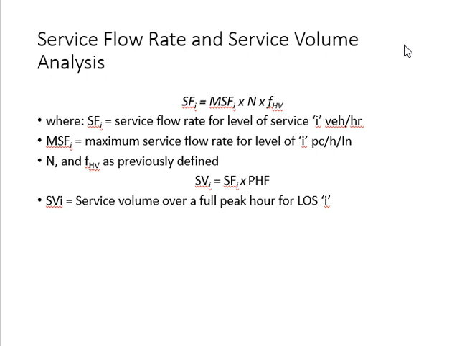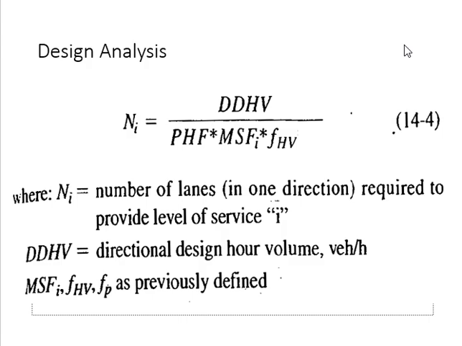Okay. So the first equation gives you flow rate, service flow rate. The second equation gives you service volume. And how do you convert flow rate to volume? The same thing which we did in the previous equation. This is the equation for design analysis. There is only one new thing here, which is what? PDHV, as we took in chapter 1. Direction and hour, because it's a design problem, so we need the design volume. Everything else we already know.